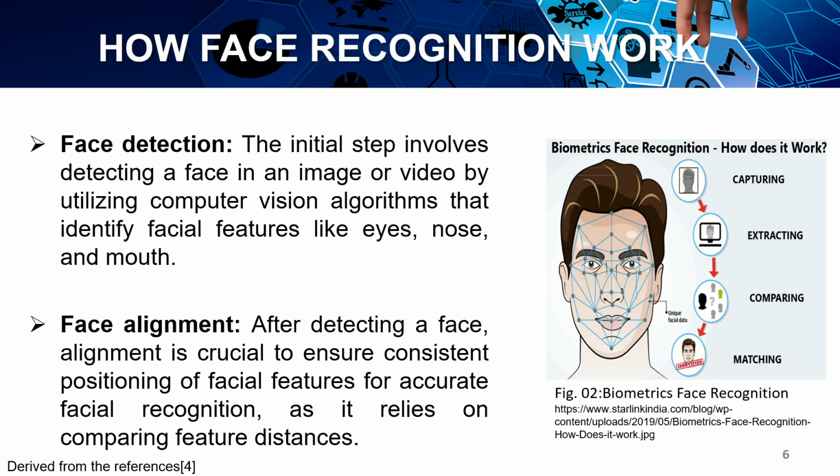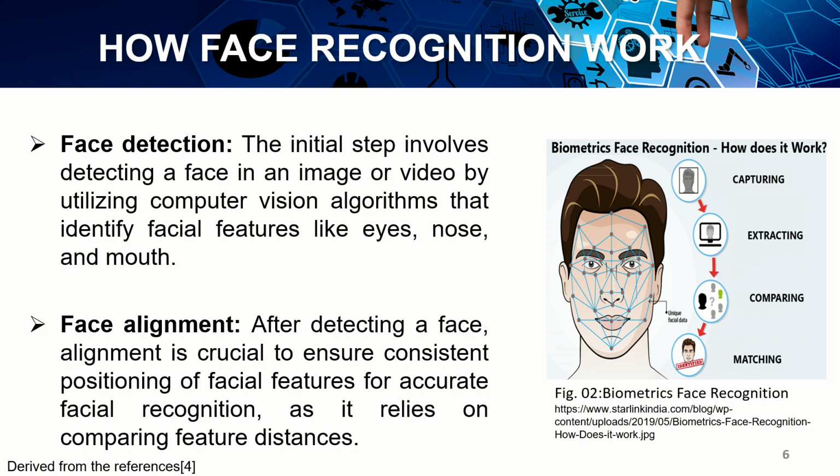How face recognition works? Face recognition is a faster process. The picture shows the exact working of this technology: capturing, extraction, comparing, and matching. The four steps are face detection, face alignment, feature extraction, and feature matching. In face detection, the initial step involves detecting a face in an image or video by utilizing computer vision algorithms that identify facial features like eyes, nose, and mouth.